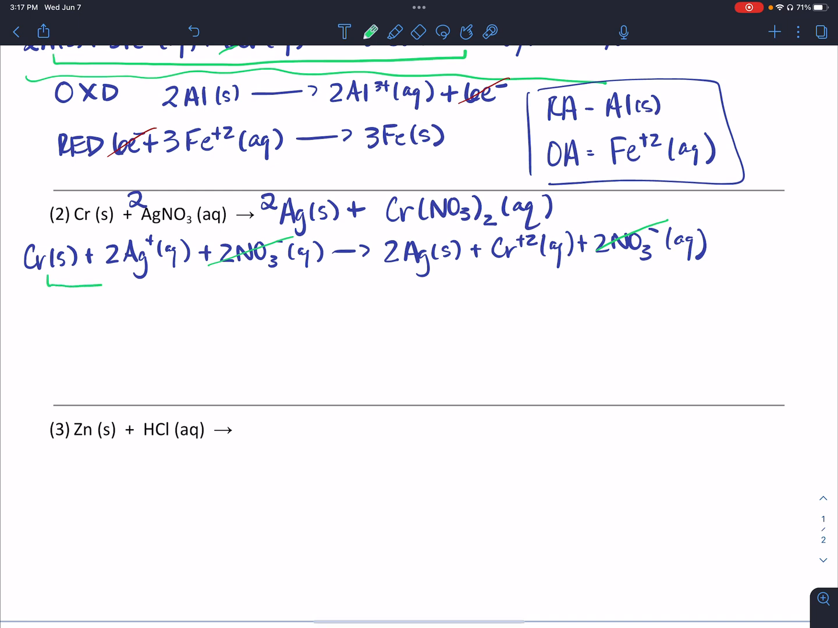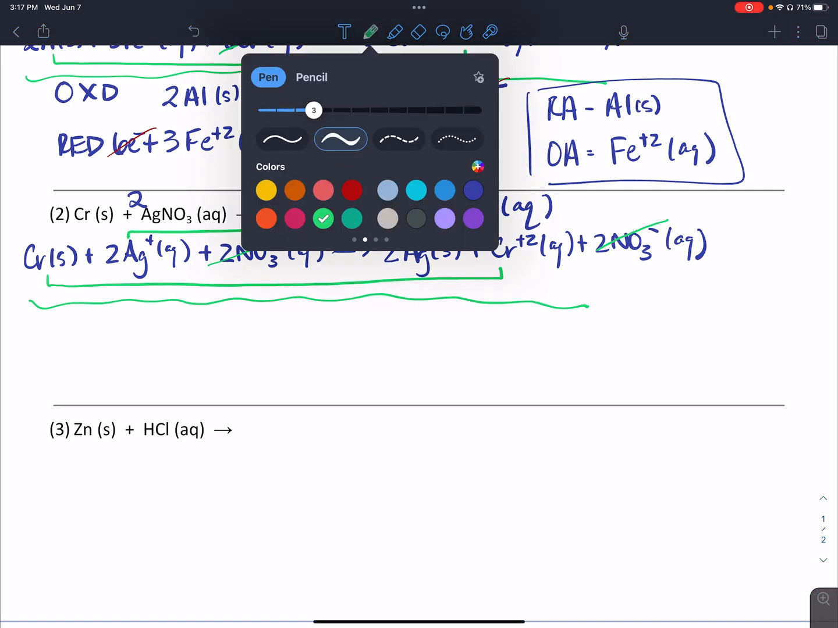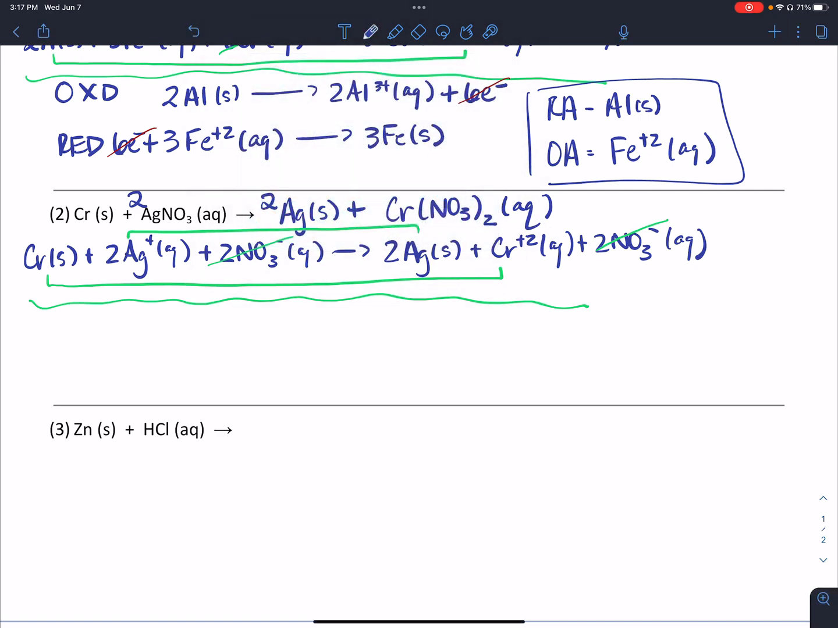And then I've got chromium metal and chromium ions, and then silver ions and silver metal for my two half reactions. All right, so I'm going to pull those apart. I'll start with my chromium solid, goes to chromium +2 aqueous. All right, and again, we can see that the oxidation number for chromium has gone up as part of this process, which makes this my oxidation.